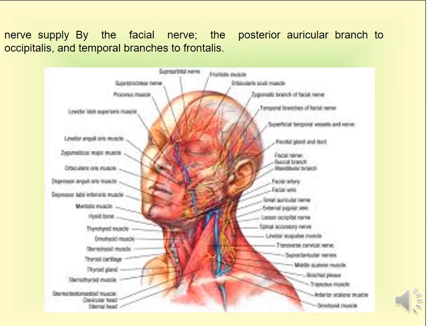The nerve supply of this muscle is from the facial nerve, the seventh cranial nerve, by the posterior auricular branch to the occipitalis and the temporal branch to the frontalis. We have two branches of the facial nerve. The first one is the temporal branch that supplies the frontalis muscle, and the posterior auricular branch of the facial nerve supplies the occipitalis muscle.